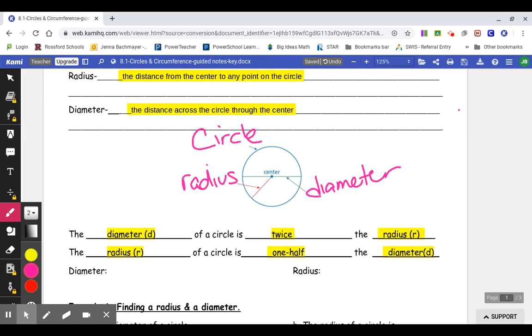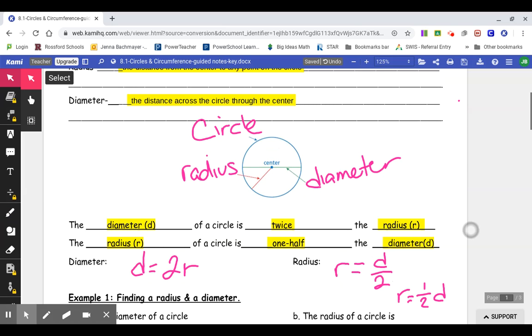All right, the diameter, we use the letter D to represent diameter. The diameter of a circle is twice the radius. So we would have the diameter equals 2r, or twice the radius. The radius of a circle is 1/2 the diameter. So the radius equals 1/2 the diameter, so diameter divided by 2, or you may see 1/2 times the diameter.